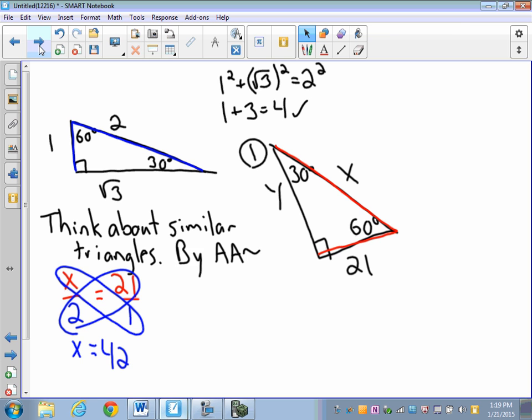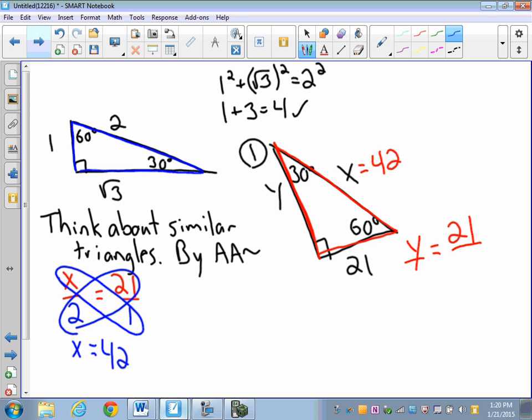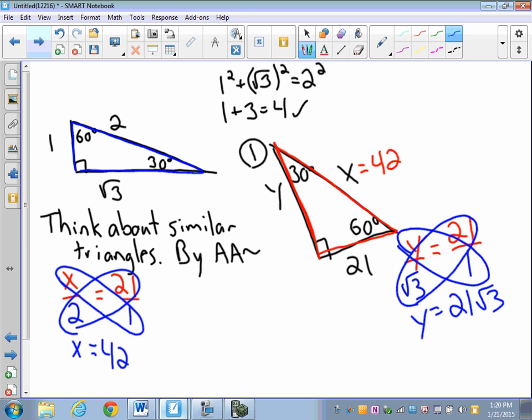And I can do that same thing when I solve for y. So when I solve for y, I can just use any two sides now. So I'll use y and 21. So what side corresponds with y? Well, that's the long leg, so it's going to be the square root of 3. And 21 still corresponds with 1. It's the short leg. So y is equal to 21 times the square root of 3.